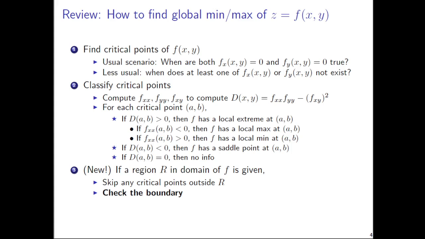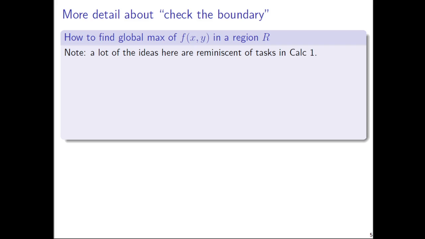This is a lot like in Calc 1 when you're given a function y equals f of x and you're asked to find the min or max, but you're also told that x should only be between, I don't know, 2 and 8, then you still have to check the boundary. What happens at x equals 2 and what happens at x equals 8? Okay, so just a little more detail about checking the boundary here.